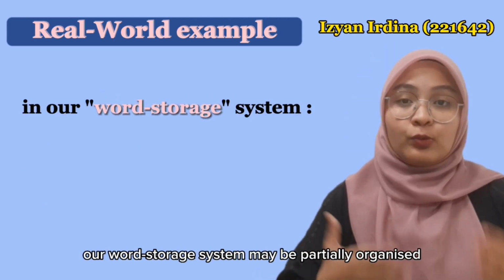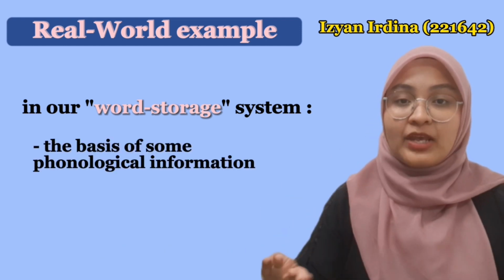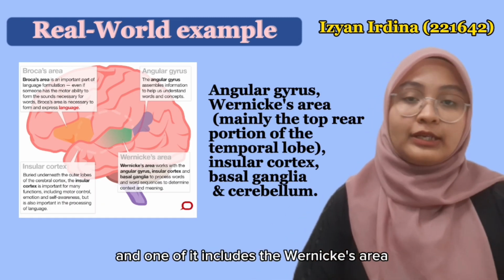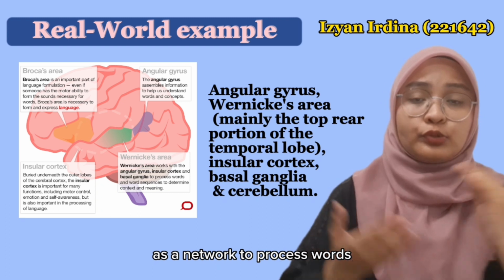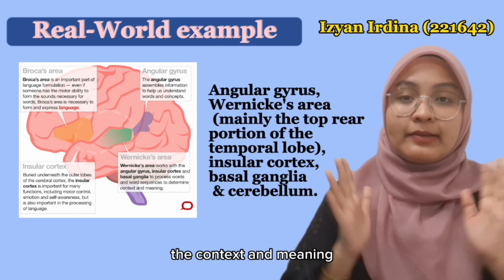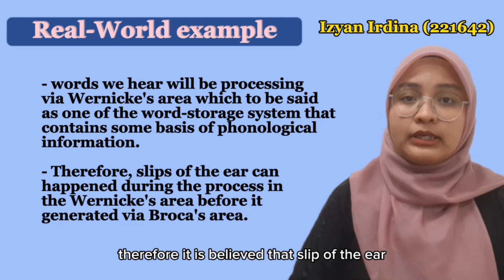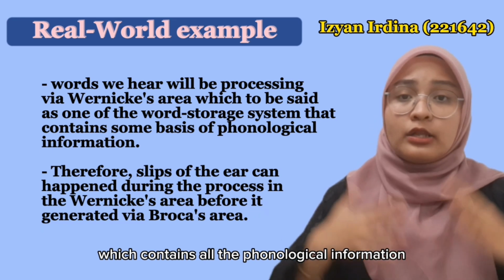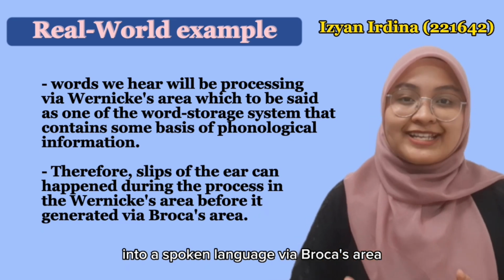According to Joshua, our word storage system may be partially organized on the basis of some phonological information. There are several parts of our brain that function as our word storage, and one of them includes the Wernicke's area. These regions work together as a network to process words and word sequences to determine the context and meaning, according to the conversation website. Therefore, it is believed that slip of the ear can happen during the process of comprehension in the Wernicke's area, which contains all the phonological information before it is generated into spoken language via Broca's area.